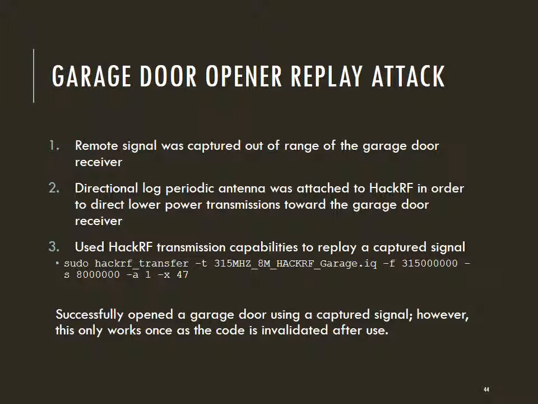Next, we used our highly directional log periodic antenna with the HackRF, and this was used to direct our low power transmissions of the HackRF towards the garage door receiver. Then we used the HackRF transfer program again to utilize the Jawbreaker's transmission capabilities to replay the previously captured signal. Now, essentially, this is the same command as we used to capture, except we used a T switch to transmit, and then we altered the gain to raise it.